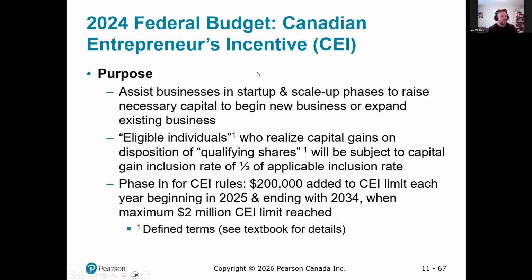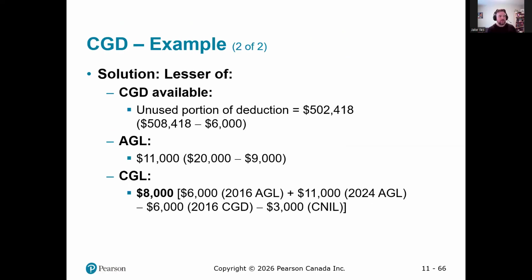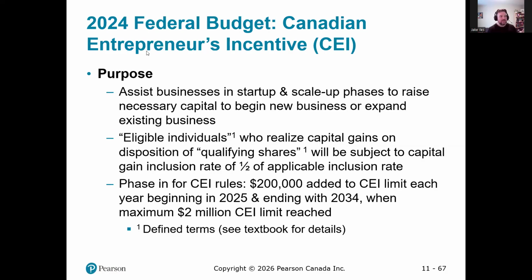The last slide for this section is the Canadian Entrepreneurs' Incentive. This is a new rule from the 2024 budget. So it's a little beyond the scope of this course, where we're trying to focus on those big rules that have been around for a while. So I'm not going to test you on this Canadian Entrepreneurs' Incentive. We'll incorporate it as it gets more historical functionality.